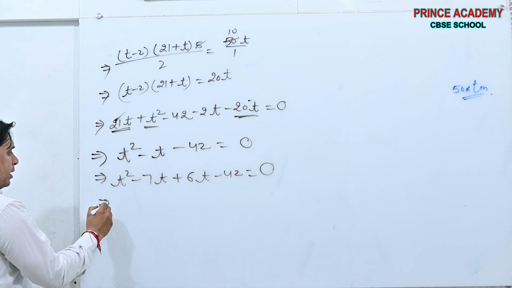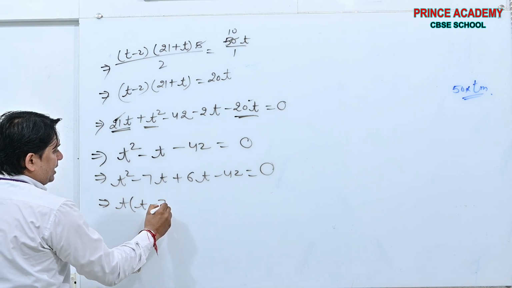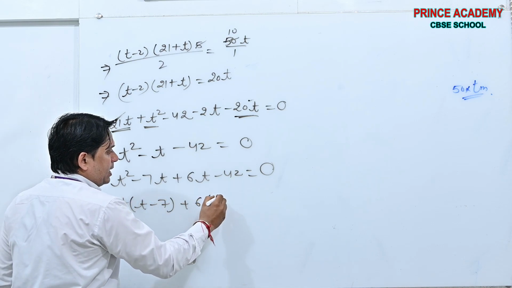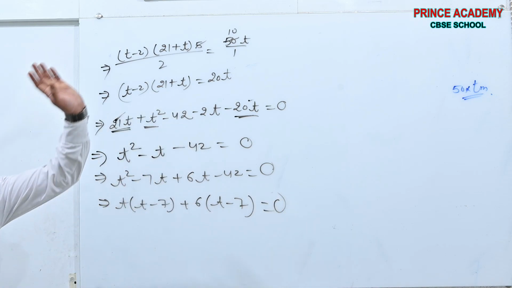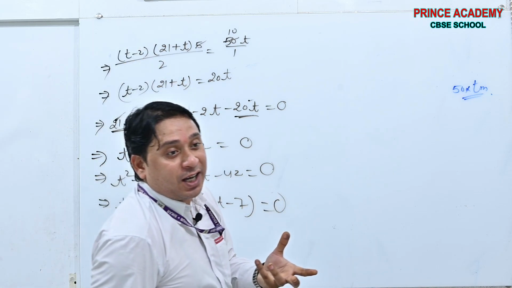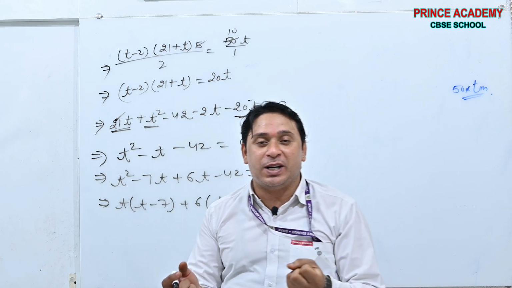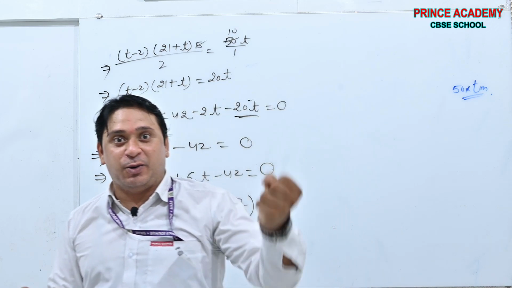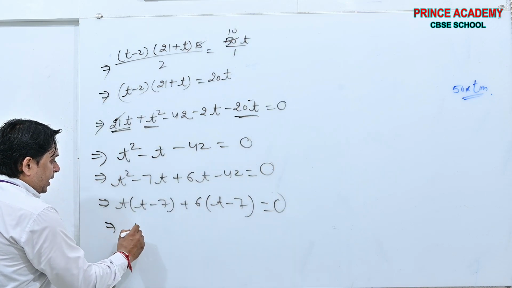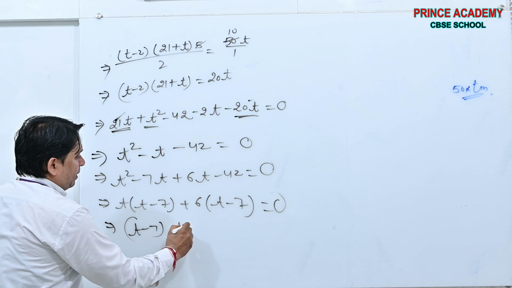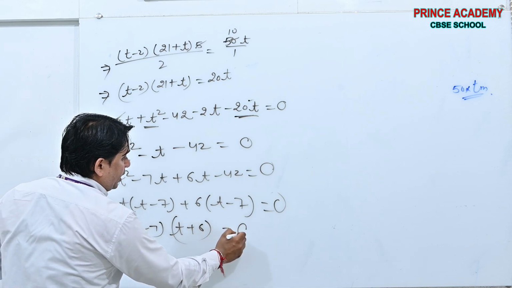t common, t minus 7, 6 common, t minus 7. See beta, I am solving these a little bit faster. Why? Quadratic equation. I think all my students now have achieved expertise in quadratic equations. That's why (t minus 7) common, (t plus 6) is equal to 0.